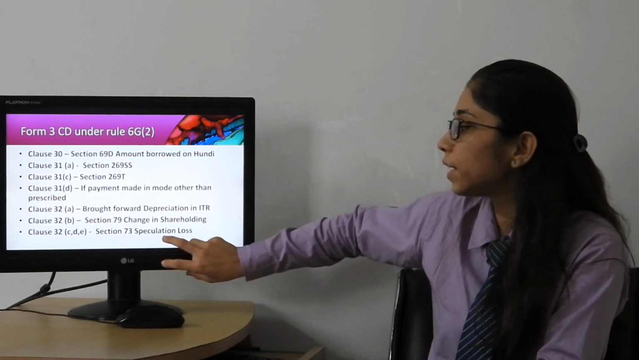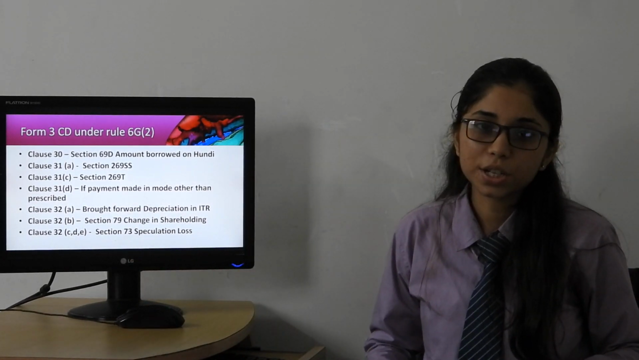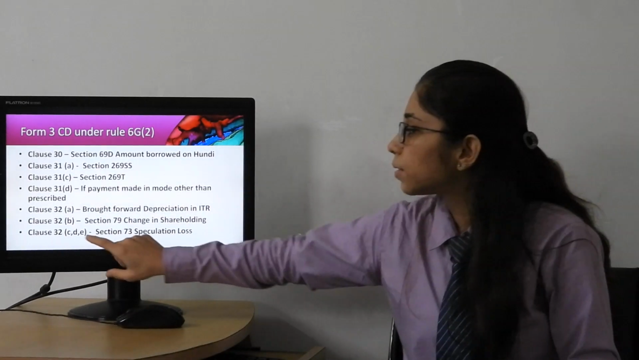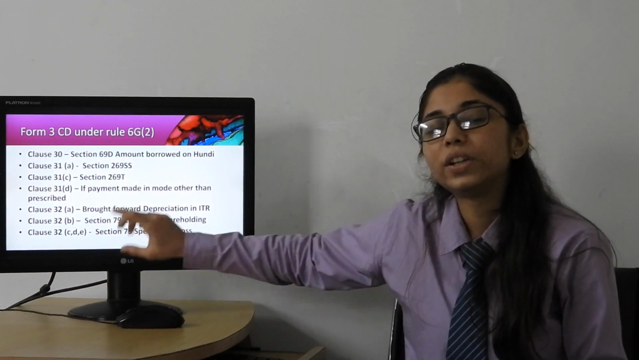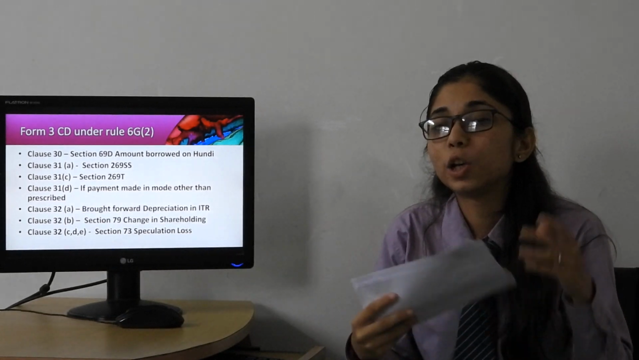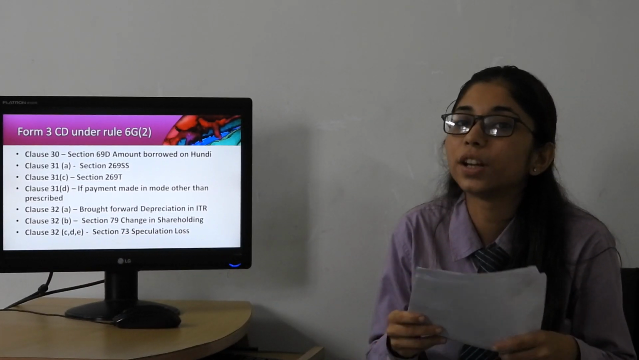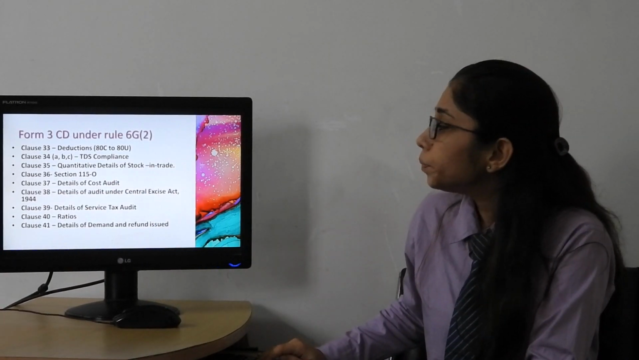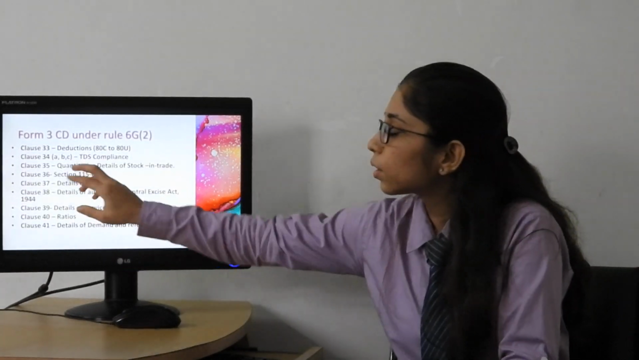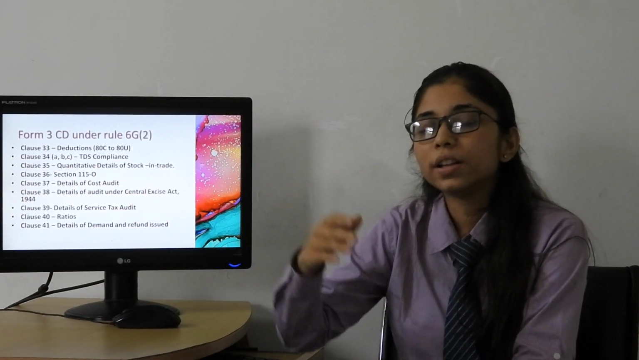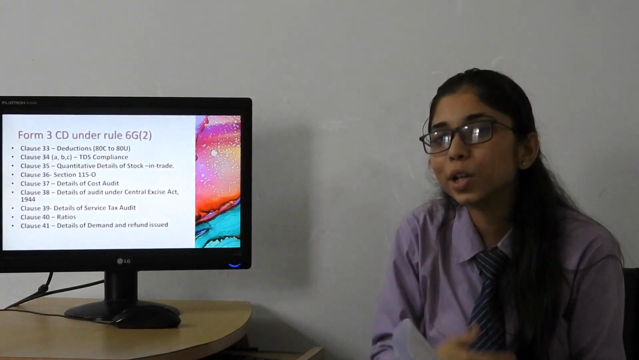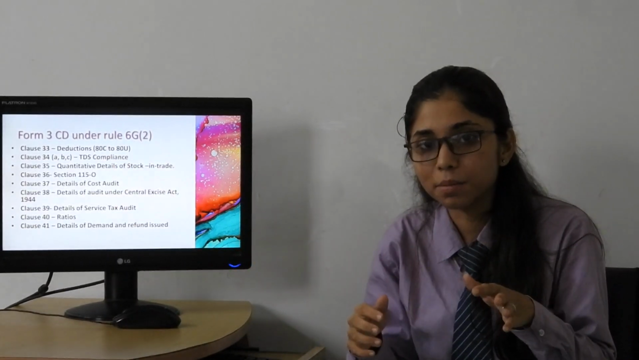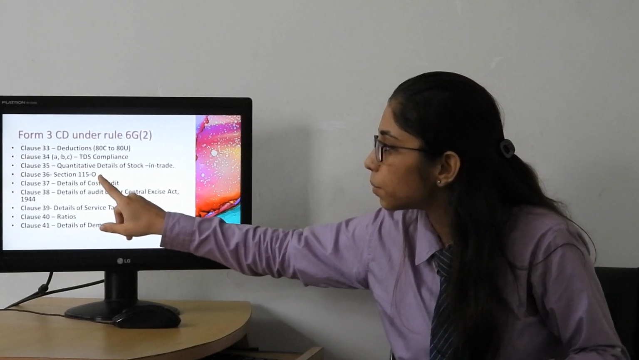Clause 32C, section 73, speculation loss. If there is any speculation loss, you just need to mention whether it is there or not, yes or no. And clause 32D, section 73A, which mentions that if there is any loss in your specified business under section 35AD, then you need to mention just yes or no and all the details. Next, clause 33, deductions. All the deductions which you are claiming in your income tax return, you need to mention here with the amount which is admissible. Only the amount which is admissible.